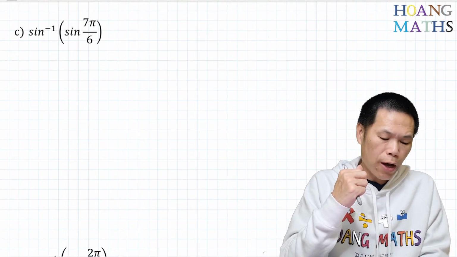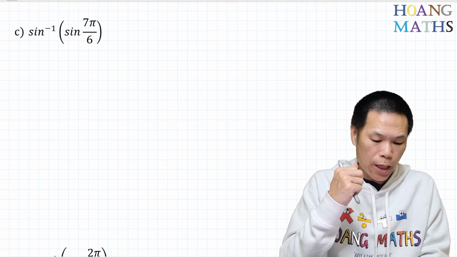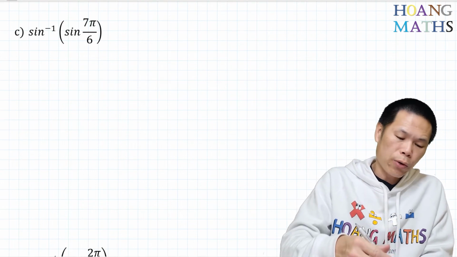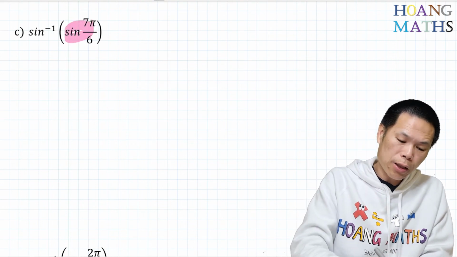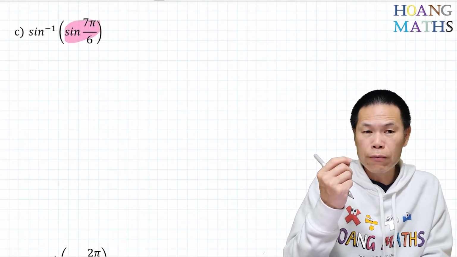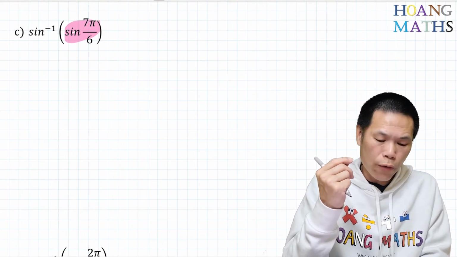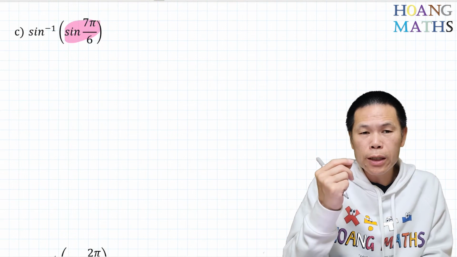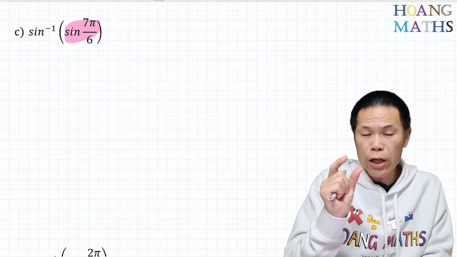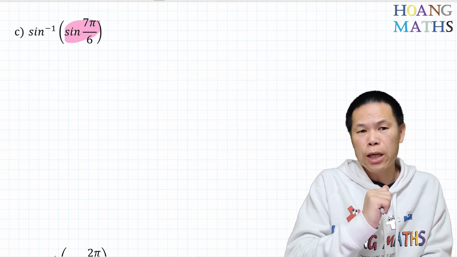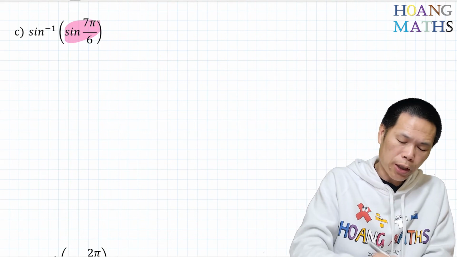Part C. We need to evaluate inverse sine of sine of 7 pi over 6. We can evaluate the inside first and then take the inverse sine of whatever that answer is. But we can also convert the 7 pi over 6 into the range of the inverse sine and just cancel from there. So let's get into it.